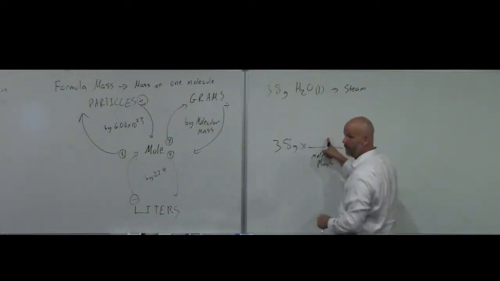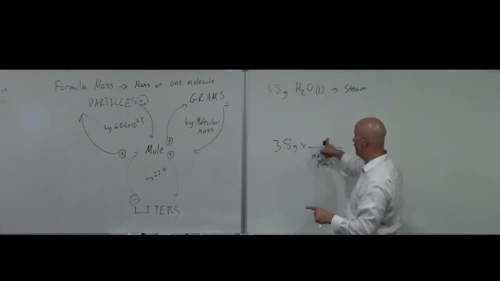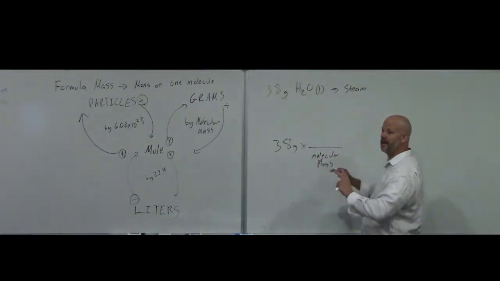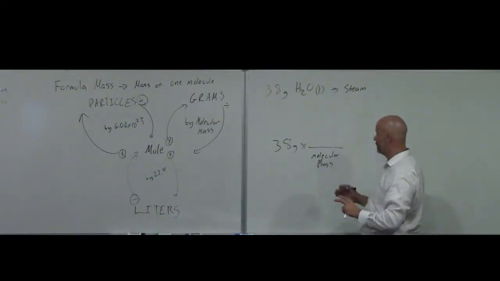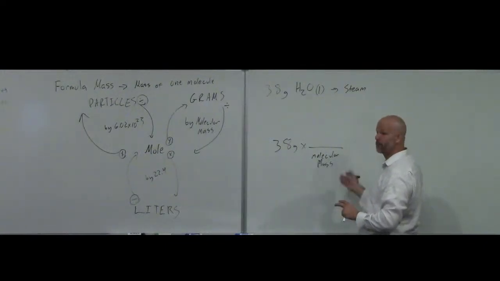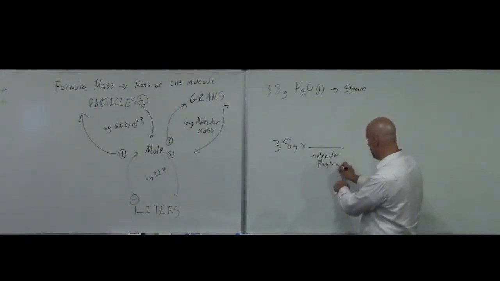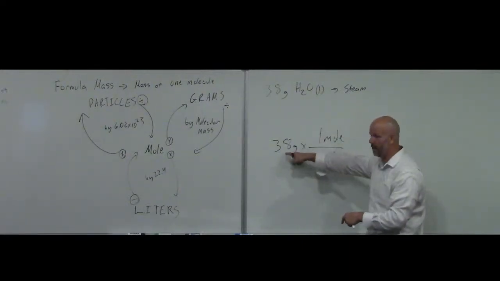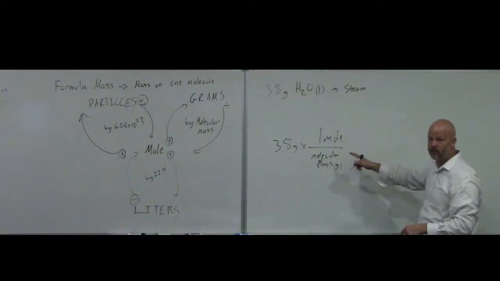And what's this going to be? 22.4? Well, no. It's my molecular mass. I need a conversion factor. Okay, so it's going to be grams per mole. So this is molecular mass in grams per 1 mole. Okay, because I want to go from grams to moles. This equation will let me do that.